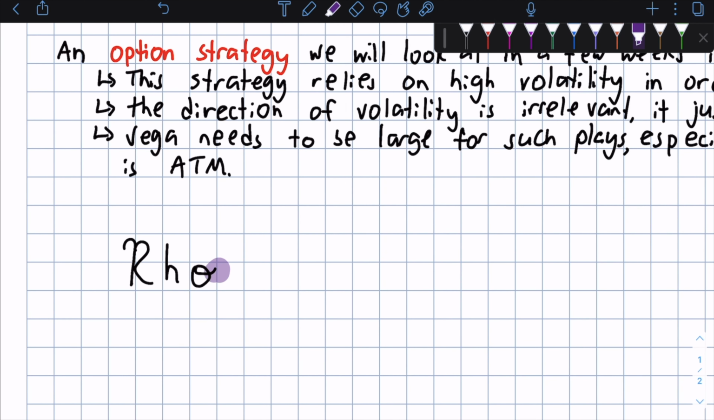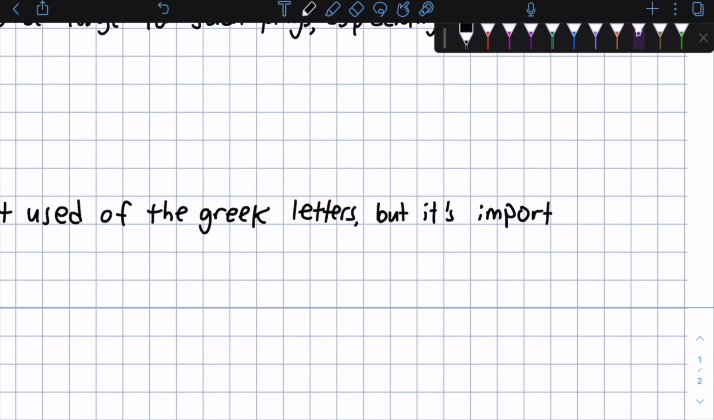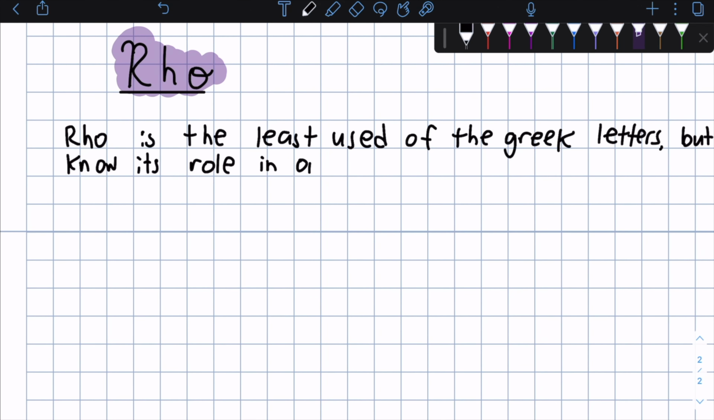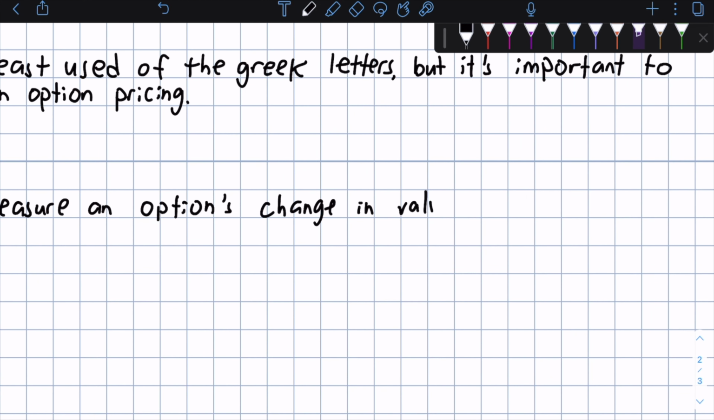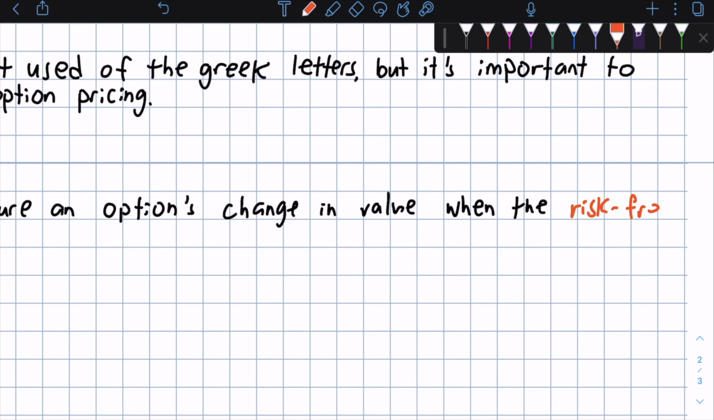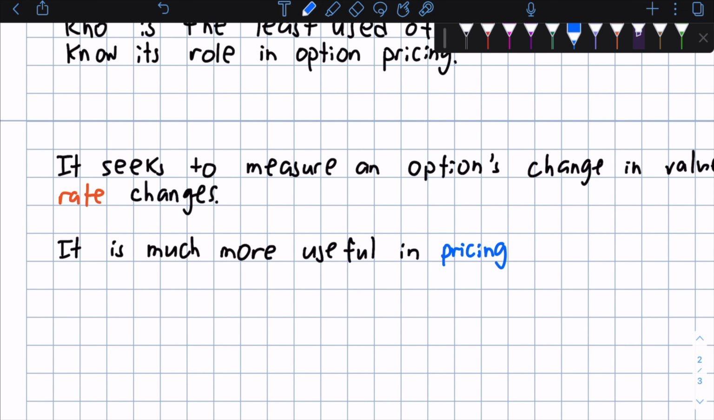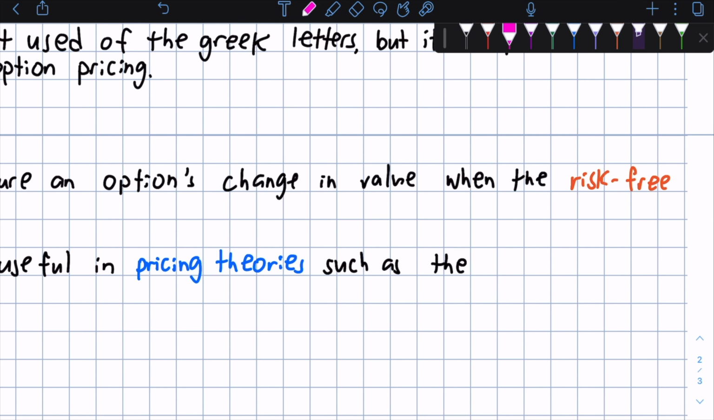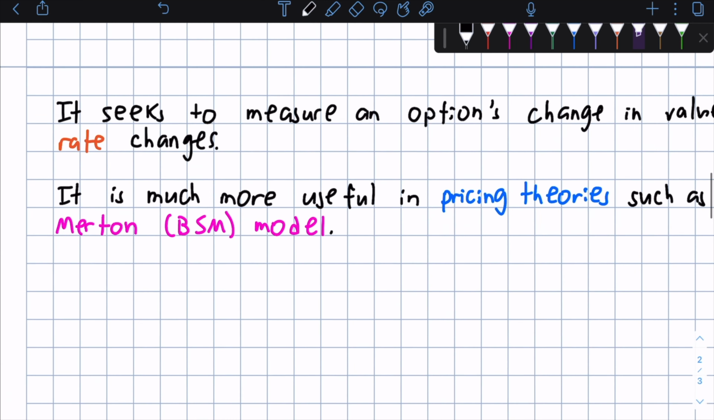So now we'll take a look at the last one, which is Rho. Now Rho is the least used of all of the Greek letters, but it's important to know its role in option pricing, and just to know what it means. Essentially, it seeks to measure an option's change in value when the risk-free interest rate changes. It's more useful in pricing theories, and it's used often in models such as the Black-Scholes-Merton model and other pricing models in order to get an accurate reading and accurate pricing by using this interest rate.